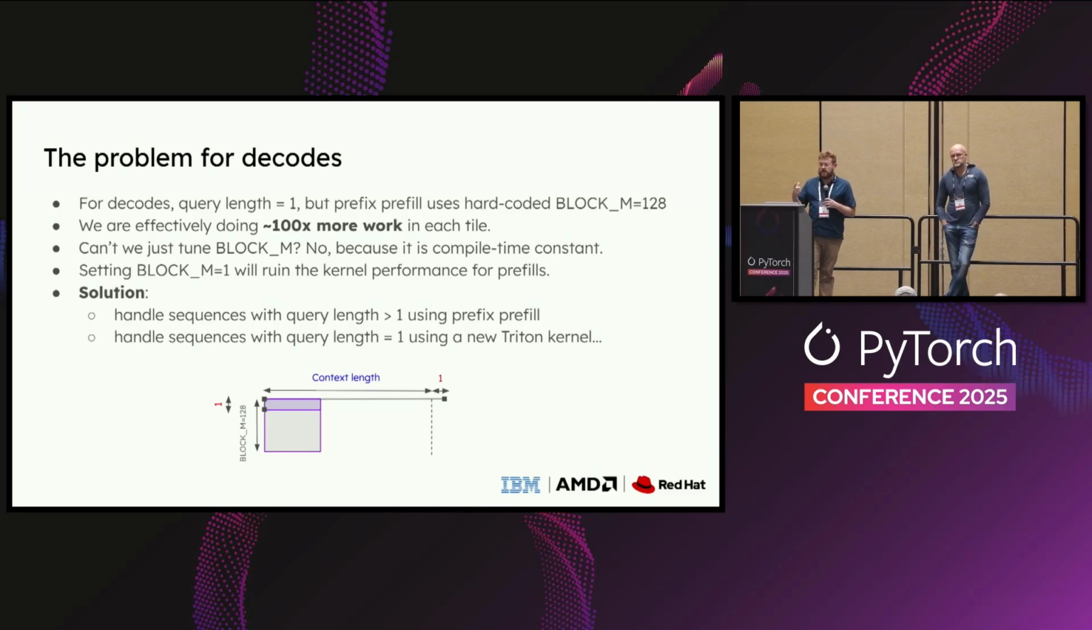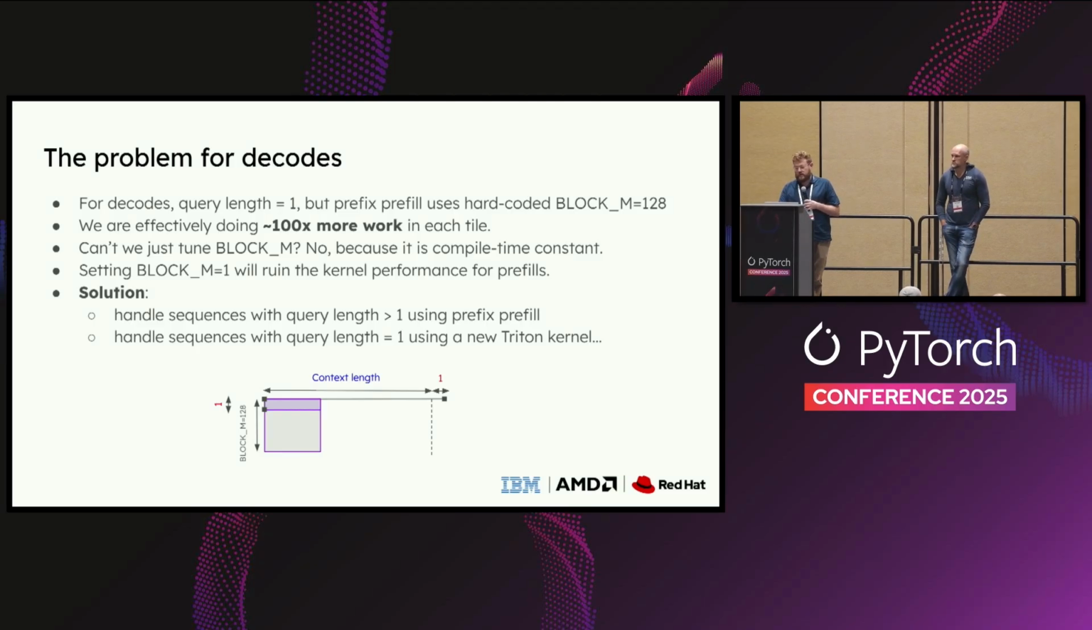We need to launch the kernel for the whole batch, which is a heterogeneous batch containing prefills and decodes. Setting block M to 1 might work well for decodes, but it's going to mess up the performance for prefills. So the zeroth-order solution we came up with was to split this. We launch prefix prefill, and for sequences with query length 1, we just terminate early, so those programs stop. Then we launch a second kernel to process the decode sequences.